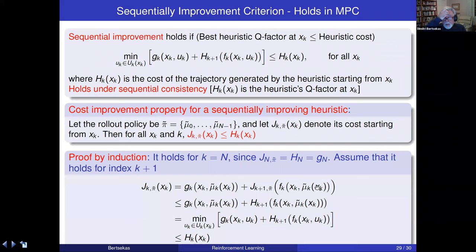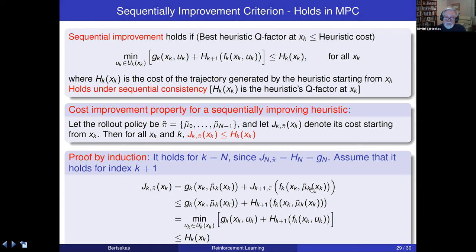It holds at the end because at the terminal state, the cost function is gn. The heuristic cost is also gn, trivially, and the same is true for the rollout. So we have this condition holding for k equals n. Suppose that this condition holds for index k plus 1, and let us verify that this inequality holds for k. So this is the calculation. The rollout cost starting at xk is equal to the cost of the first stage. This is the rollout control at xk. And this is the rollout cost for the remaining stages, starting from the next state generated by the rollout policy.